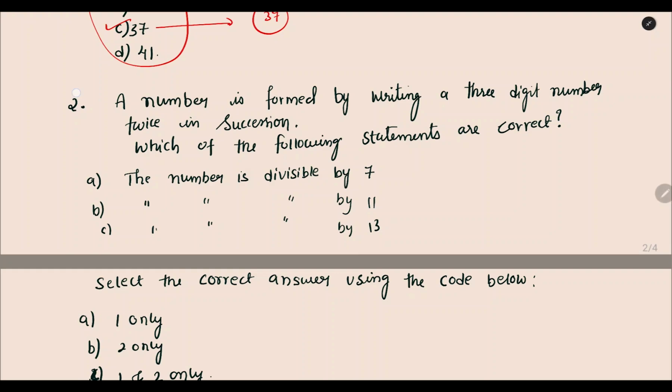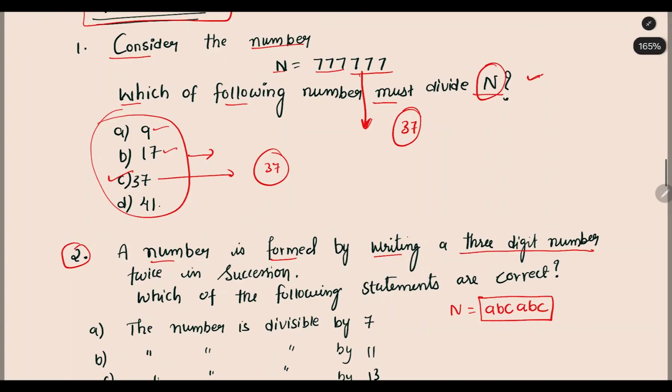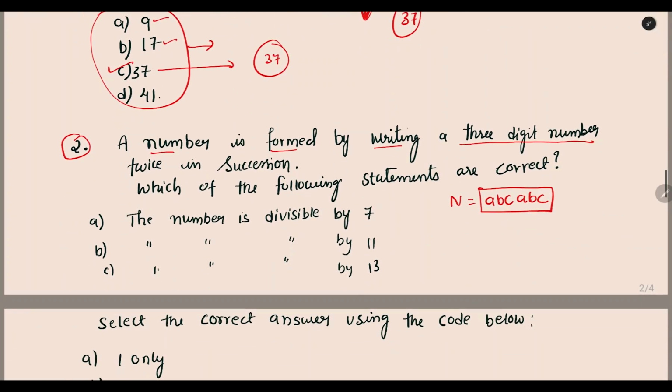Let us see the second question. A number is formed by writing a 3-digit number, like ABC is a 3-digit number, and the number n is formed with the 3-digit number twice in succession. Twice means 2 times. Succession means immediately after, right? So then n is ABCABC. Which of the following statements are correct? So if you carefully observe, he didn't mention any numerical value in the question. But what he is asking is, which of the following statements are correct? He has given 3 statements. The number is divisible by 7.